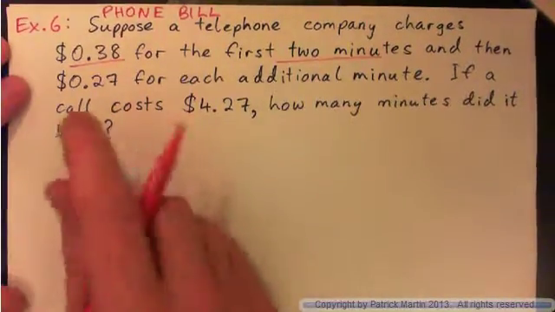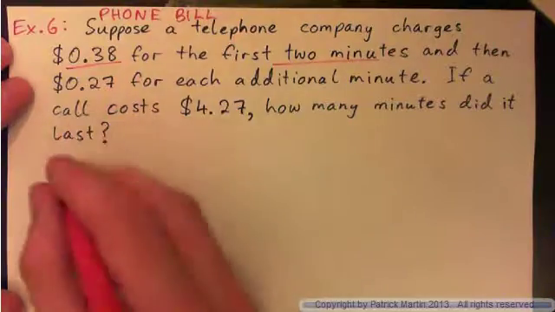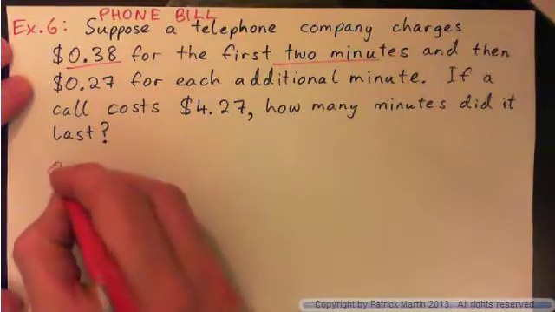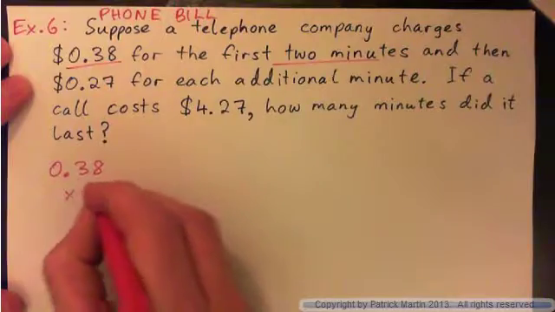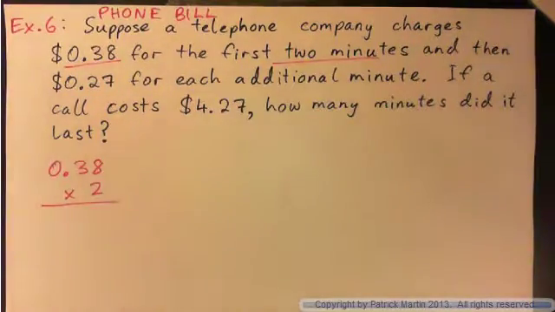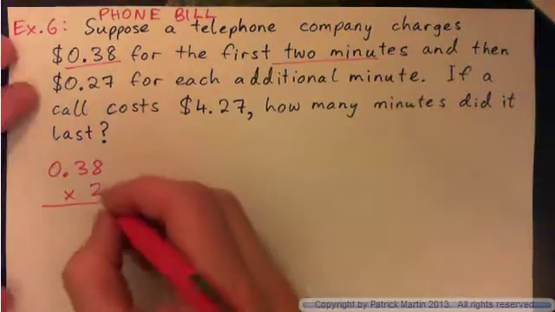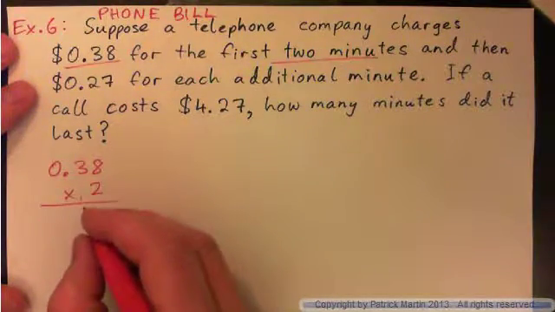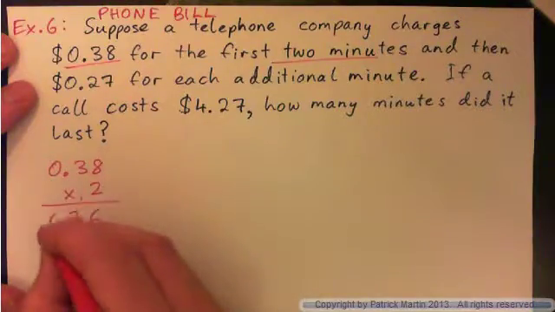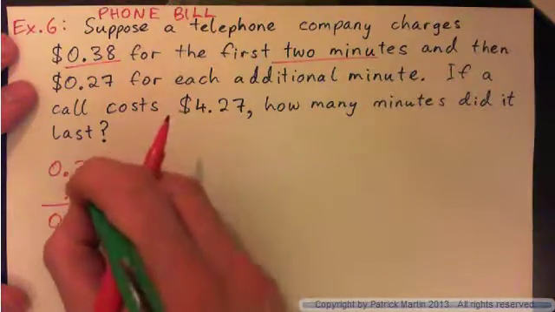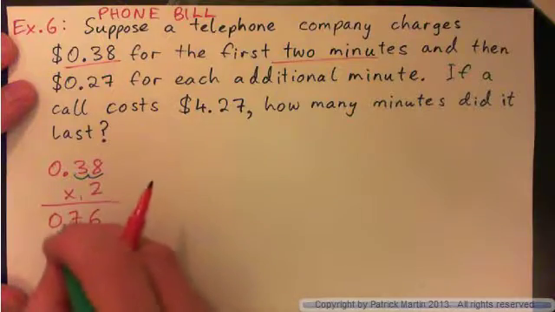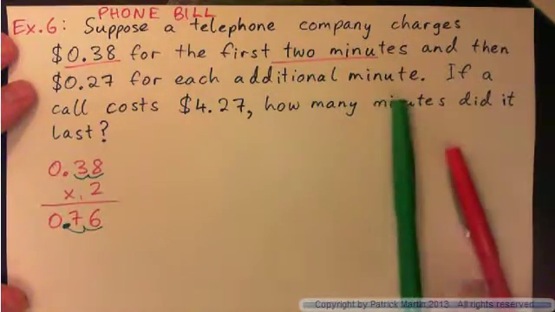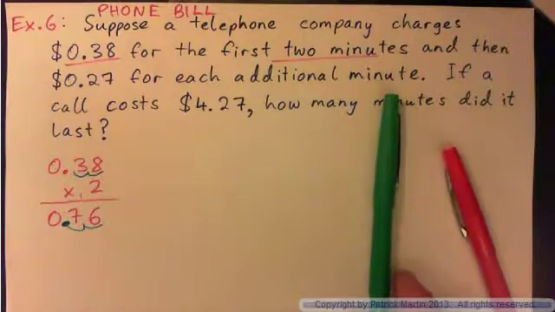Well, for the first 2 minutes, let's try this: 0.38 multiplied by 2. That would be the amount of money you spent on the first 2 minutes, wouldn't it? So 2 8s is 16, carry the 1. 2 3s is 6, and 1 is 7. 2 zeros is 0. There are 2 decimal places in the question, so 2 in the answer. So 0.76 was spent in the first 2 minutes.